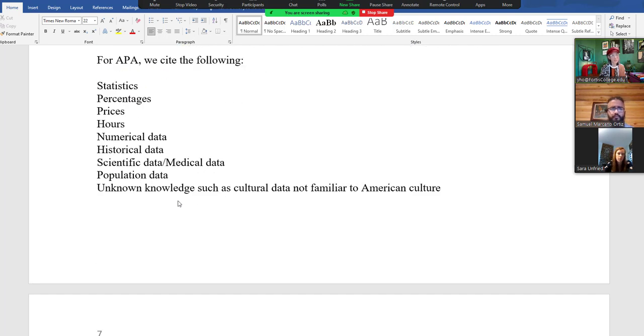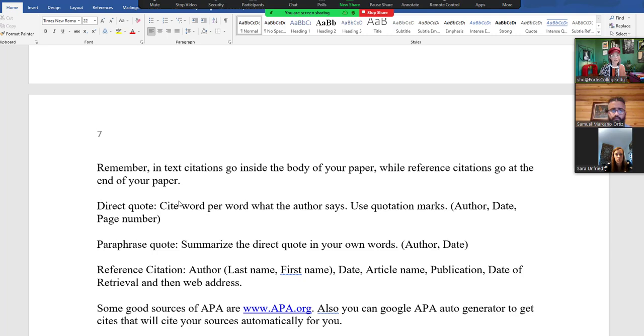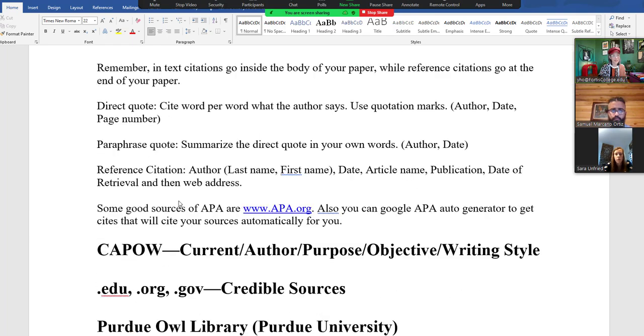So for APA, we cite the following: statistics, percentages, prices, hours, numerical data, historical data, scientific data, medical data, population data, any kind of unknown knowledge that Americans are not familiar with. And then the direct quote is when you cite word for word what the author says. You use quotation marks, author, date, page number. And then a paraphrase quote, you summarize the direct quote in your own words, and you have author and date.